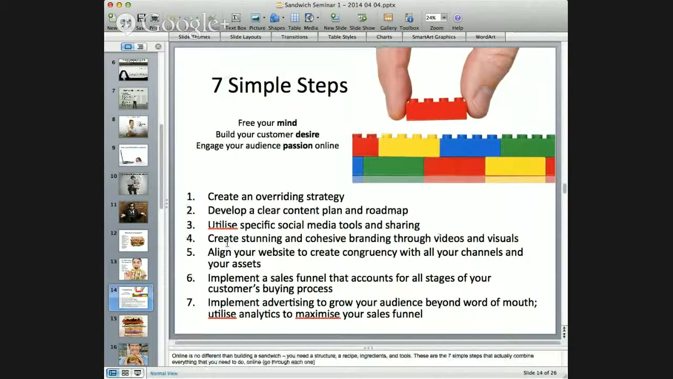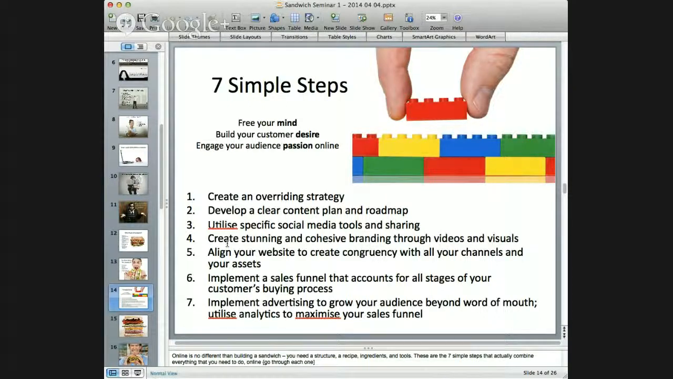So how do you do this? How do you expand upon that? Well, it comes down to what I call the 7 simple steps to free your mind, build your customer desire, and engage your audience passion online. And these were the 7 typical key factors that businesses that were working well online were doing. Some of them were doing some of them, and some of them were doing all of them. But what it came down to is that the majority of them had a system in place that really helped them understand what was going on, understood what the process was, and that sort of thing. And these were the 7 things that I found they were using. The first one was they created an overriding strategy.